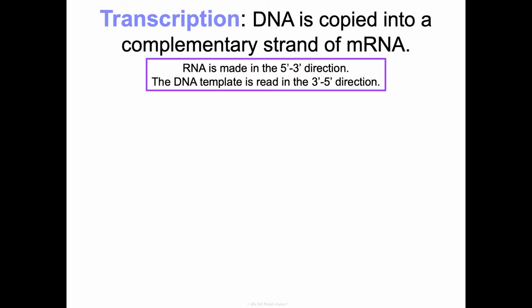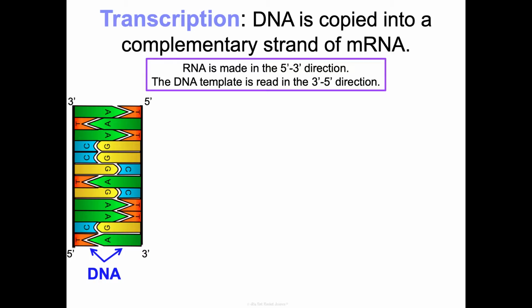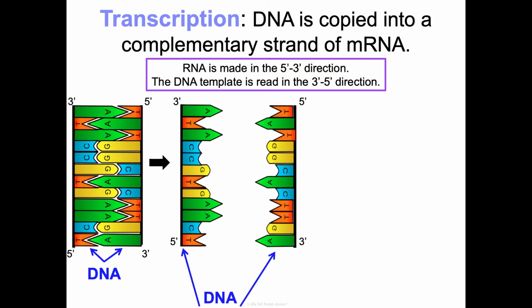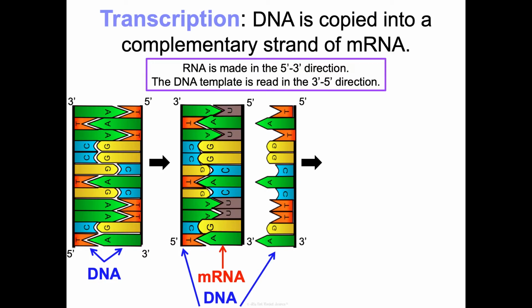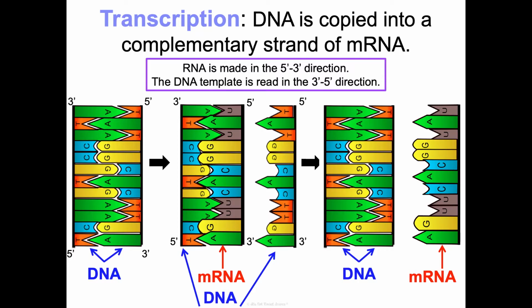Now, the DNA template is read in the 3 to 5 direction, so we're going to make RNA in the 5 to 3 direction. So we're going to take that DNA, we're going to unzip it, and then we're going to make our mRNA, and then the DNA zips back up. So we have our DNA and then our separate mRNA strand. So here's an example of that.